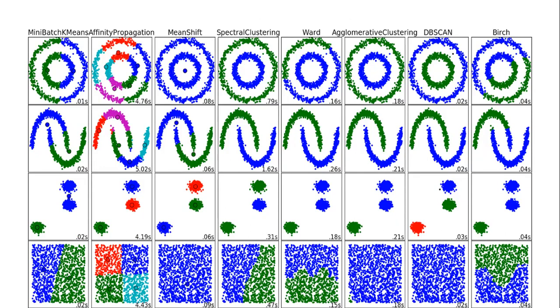Once you discover a core point, it's going to take one of the points in that circle and draw the neighborhood around that.